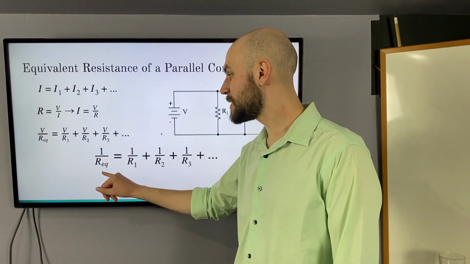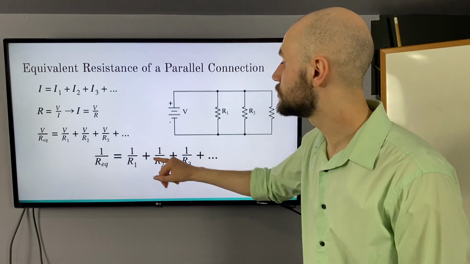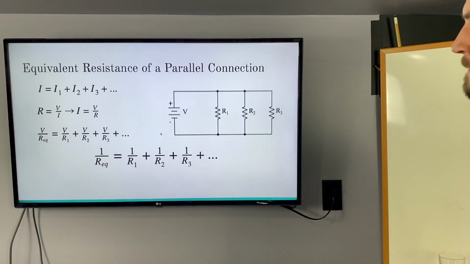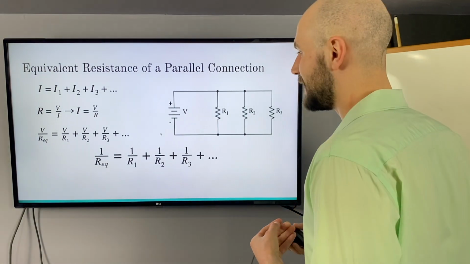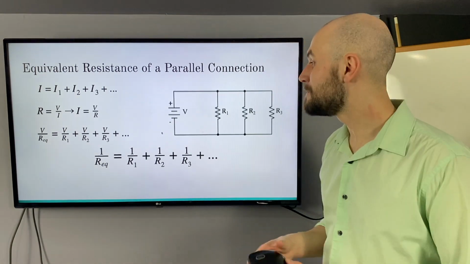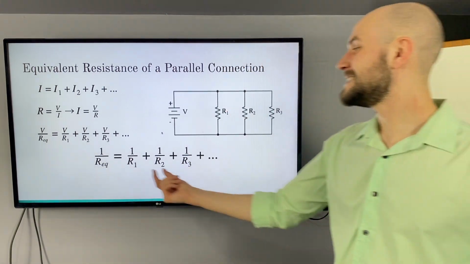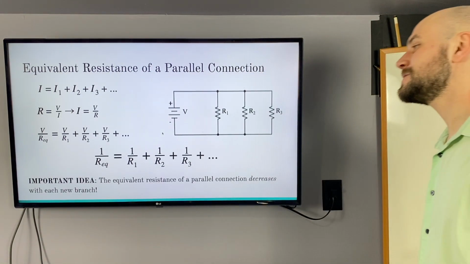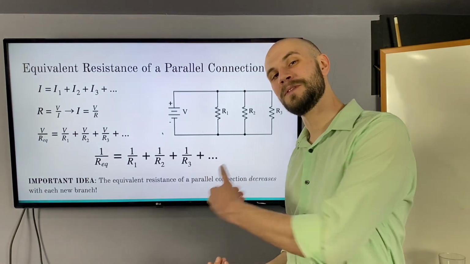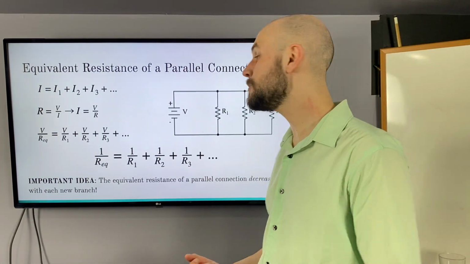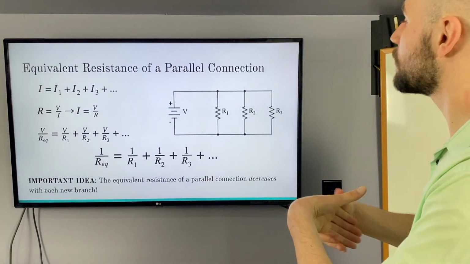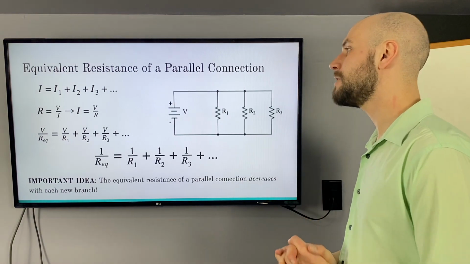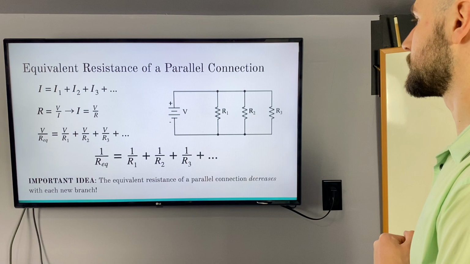We have 1 over the equivalent resistance of a parallel connection is equal to 1 over R1 plus 1 over R2 plus 1 over R3. Now, it might not be clear right off the bat, but what this equation is telling us is that the equivalent resistance decreases for each new branch of the circuit. Like I was saying before, if you add more and more lanes on the highway, more and more choices for that current to go through, you're going to decrease the total resistance of this group of resistors. The more resistors we add in parallel, the more the equivalent resistance of the circuit decreases.